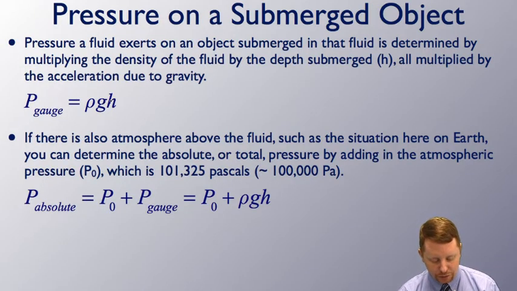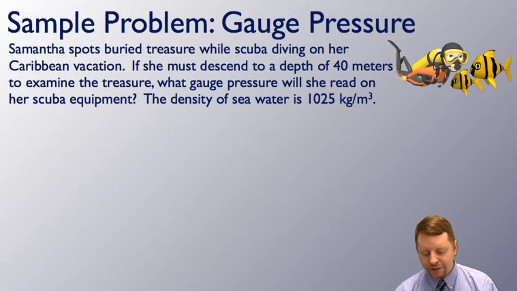depth submerged, rho gh. If there's also atmospheric pressure above the fluid, such as the situation here on Earth, you can determine the absolute or total pressure by adding in atmospheric pressure, which we typically write as P sub 0, or 100,000 pascals. So the absolute pressure is P0 plus the gauge pressure, or P0 plus rho gh. Again, where P0 is equal to 100,000 pascals. So let's take a look at a gauge pressure problem.